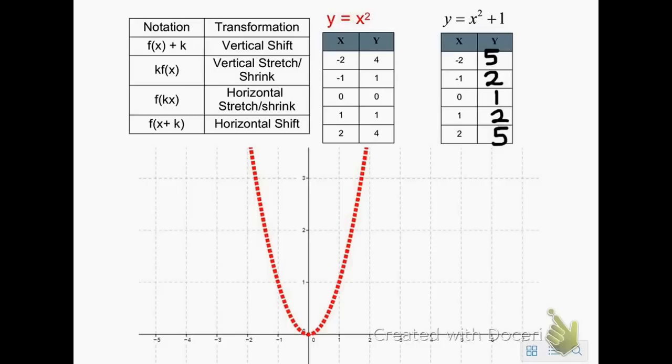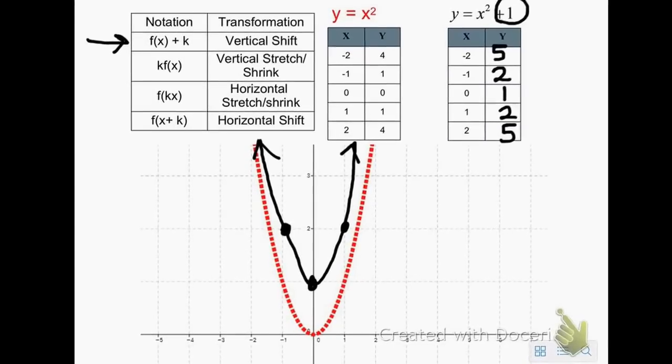In our first example, we have x squared plus 1. Notice our 1 is being added. It's not inside the parentheses, so we know that it's going to be a vertical shift. That means our graph should move up or down from the parent function. So if I graph these points, negative 2, 5 is not graphable on this graph. Negative 1, 2 would graph here. 0, 1, 1, 2. And if we connect those to make our parabola, it's going to look just like the red dotted one. It's just going to be vertically shifted up 1 unit.